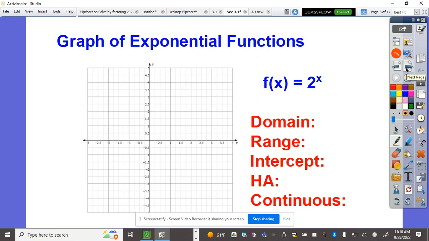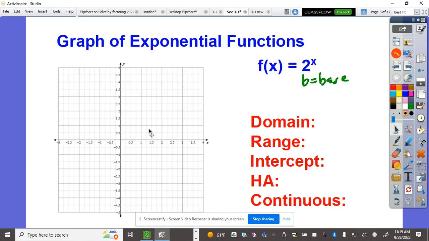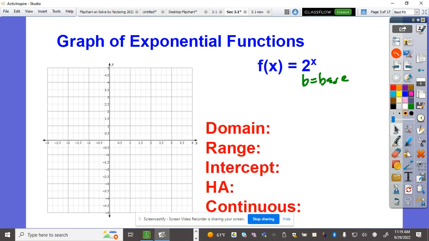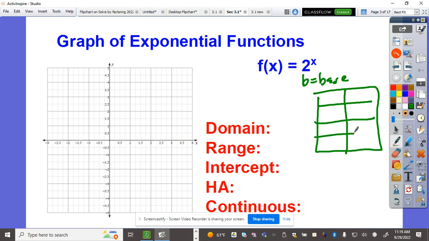Now let's try to graph an exponential function. We know that b here is the base. We're given f(x) = 2^x, where b is the base in graphing. There's a pattern to make this simpler, and I'd like you to do the table. I need you to write the table here, with x and y.